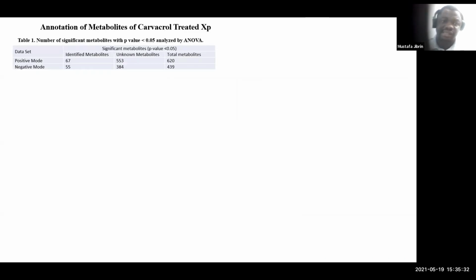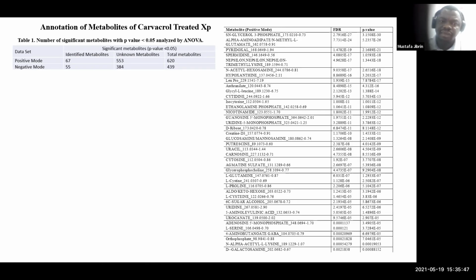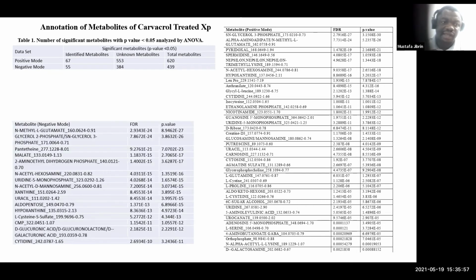Anyway, among the significant metabolites that we got, we knew 67 in the positive phase and 55 in the negative phase, right from when it was sent to us from the metabolomics core in Gainesville. You don't have to worry yourself with this. This is a list of some of the metabolites that were significant in the positive phase, and these were some of the metabolites in the negative phase that are significant as a result of treatment with the cover crop.